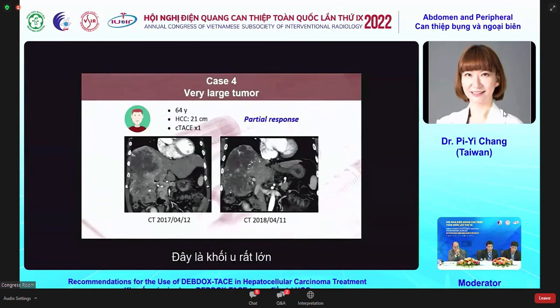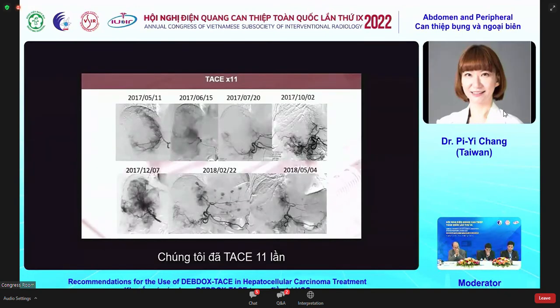Here's a very large tumor with size up to 21 centimeters. As you can see, we have done TACE 11 times. And after the treatment, we managed to control the tumor quite well.